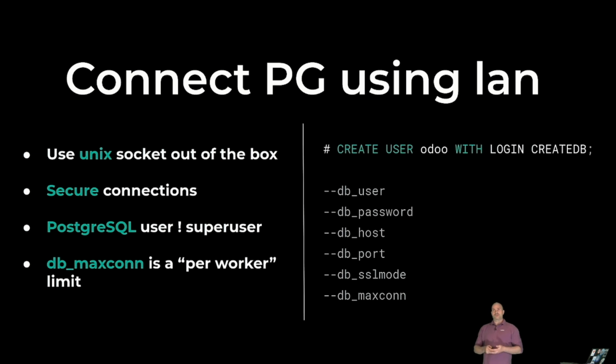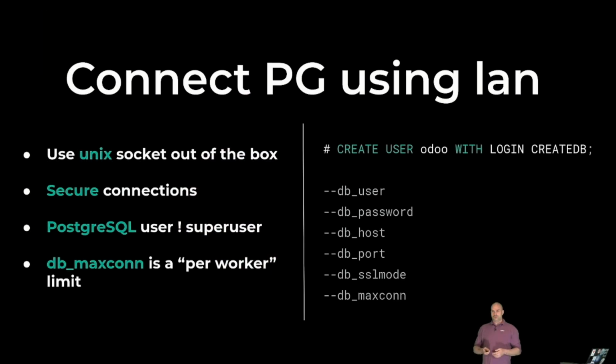If you're working on some SaaS offers like the one from Microsoft or Amazon or whatever, you will encrypt communication between Odoo and your database. All of this is possible with Odoo. You can control the database user used by Odoo to connect to PostgreSQL as well as the password, the host to connect to, the port to connect to, and by default the SSL mode is used in Odoo to connect to PostgreSQL, but you can change this behavior.